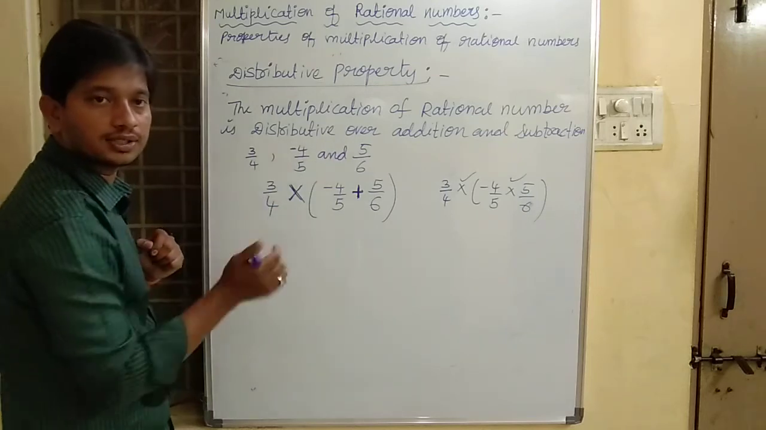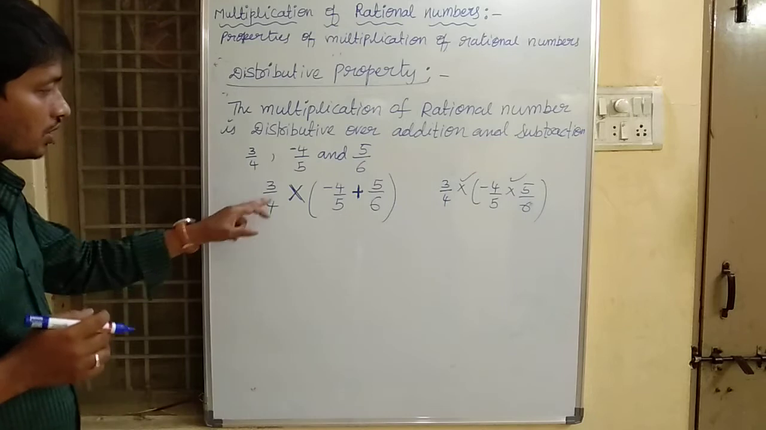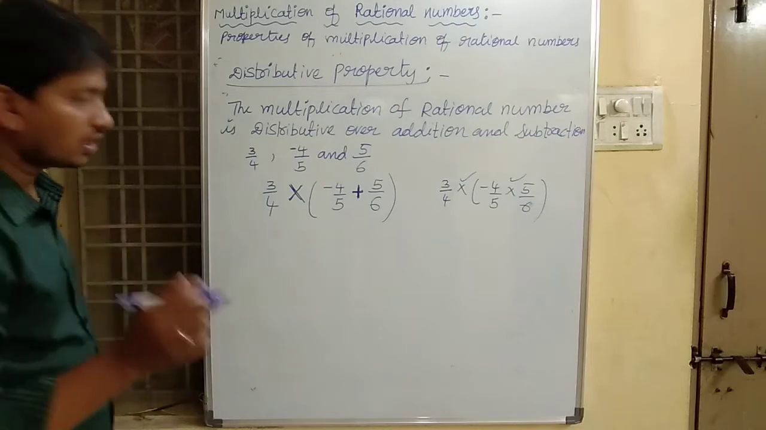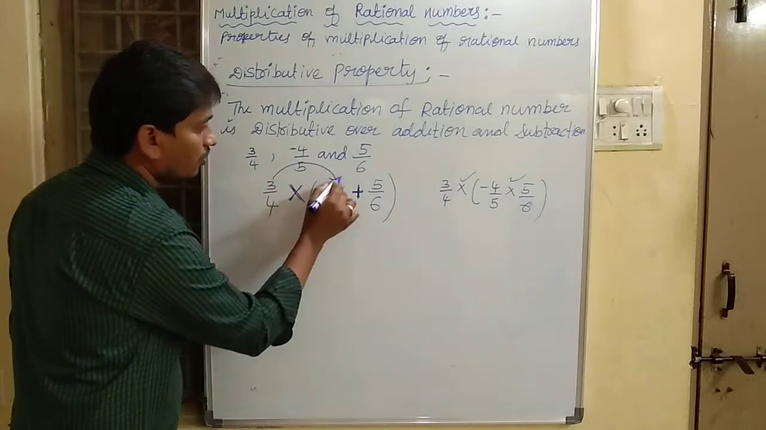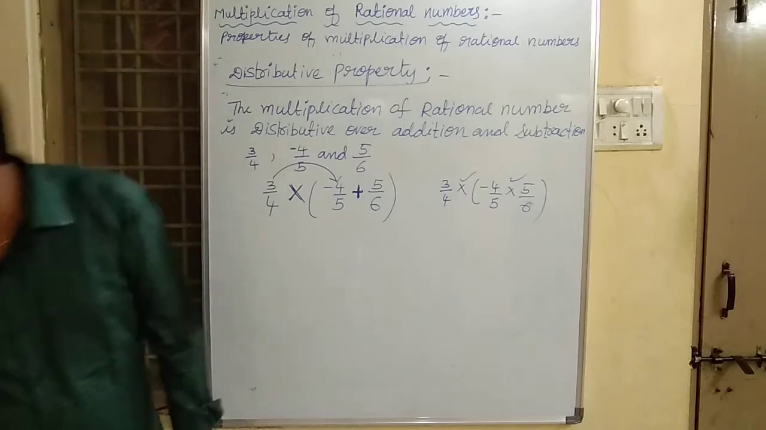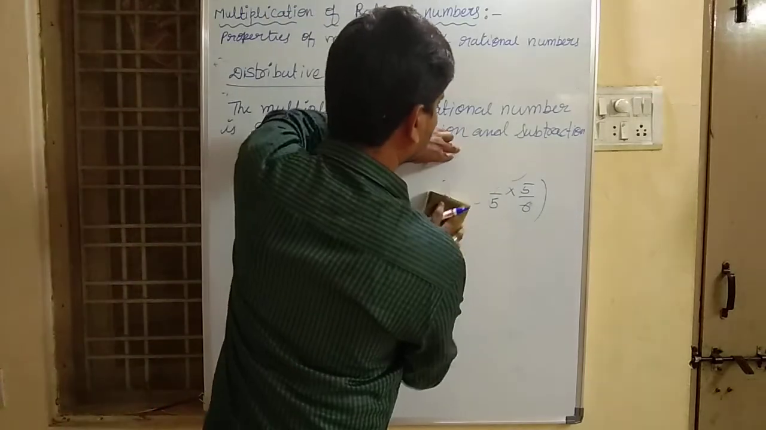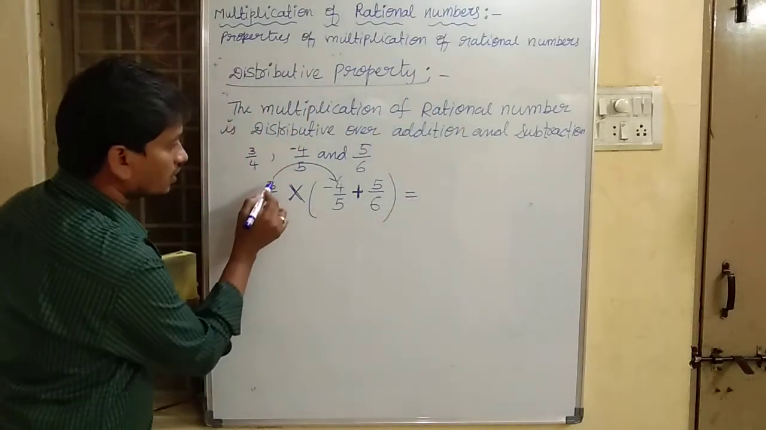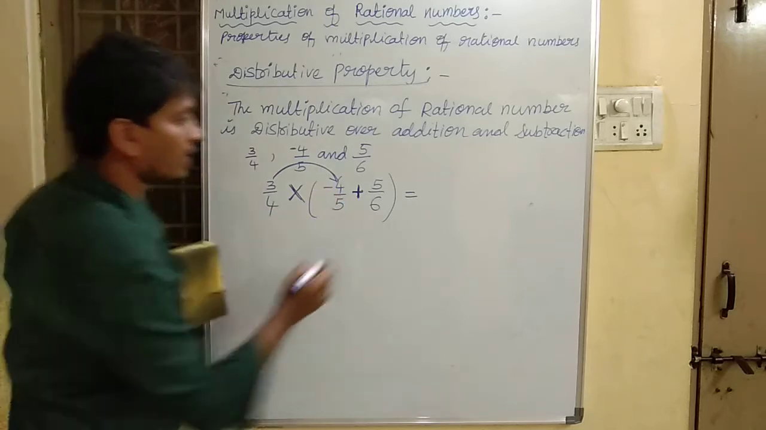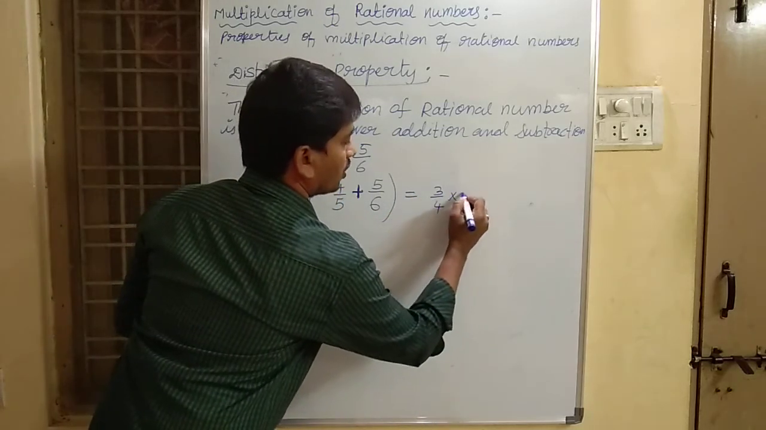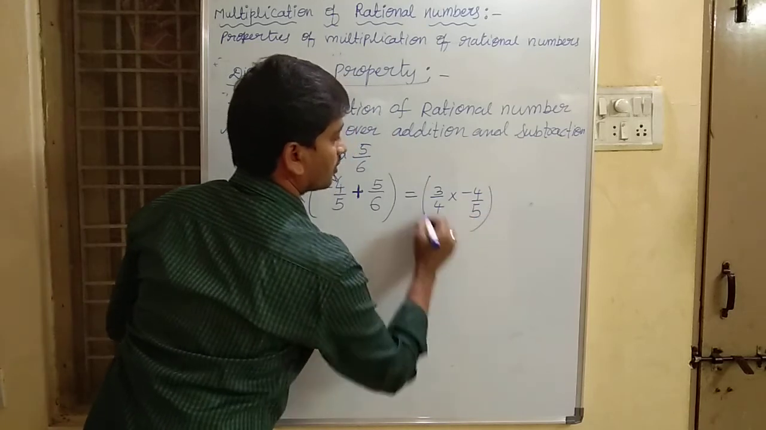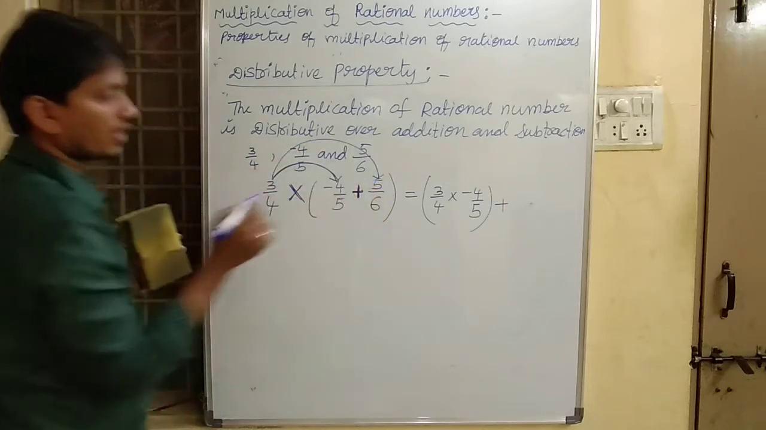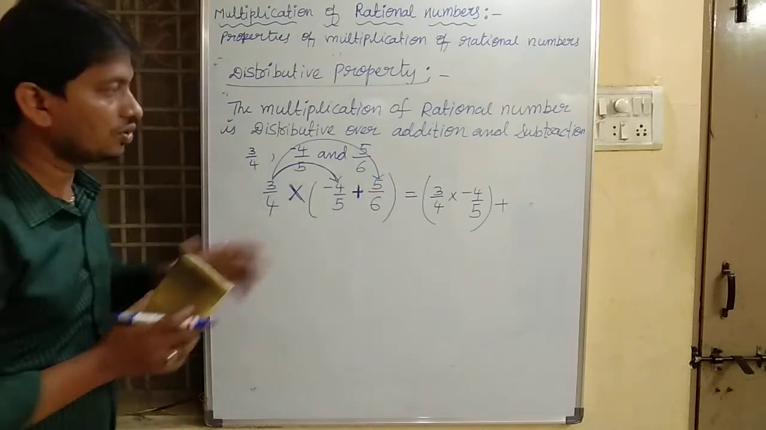Distributing over addition. Listen carefully. Here what we will do: 3 by 4 into minus 4 by 5 plus 5 by 6. We have to multiply 3 by 4, which is equal to, listen carefully, first we have to multiply 3 by 4 into minus 4 by 5, plus, again we have to multiply 3 by 4 into 5 by 6.